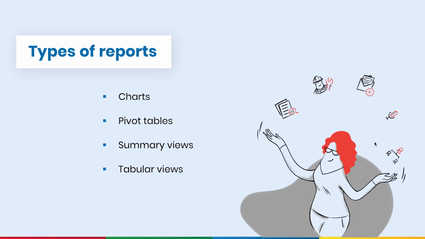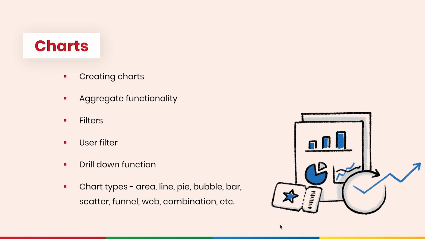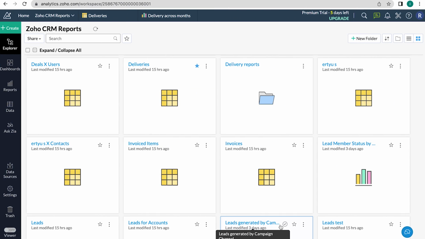Zoho Analytics offers various reporting options like charts, pivot tables, summary views, and tabular views. We will see a few of these reporting options in detail. Charts. The first reporting option we are going to explore is charts. Charts are visual representations of data and by far the most commonly used type of reports. Now, Paul, our sales head, wants to take a look at the delivery performance across the different regions over the last 6 months. We will see how we can pull a report to analyze this.